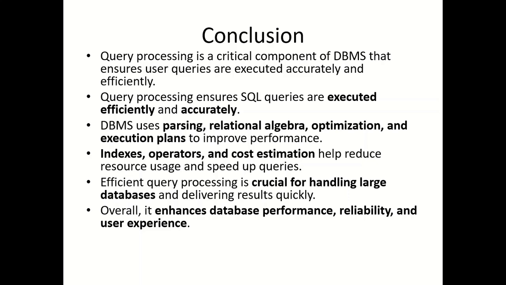Next, a critical part of efficiency is indexing. Think of it like the index in a book: instead of reading every page, the DBMS uses a structure like a B-tree to jump straight to the data it needs. For example, an index on the department allows it to find all sales employees instantly.